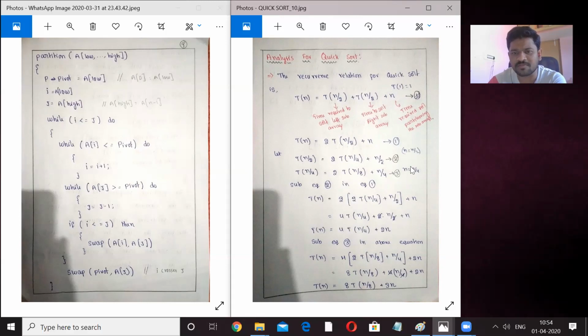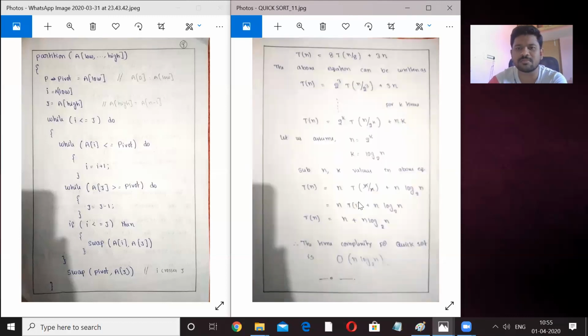Instead of T of n by 4, I'm going to substitute equation number 3. So it becomes 4 into 2 T of n by 8 plus n by 4, plus 2n. So 4 into 2 is 8, T of n by 8, plus 4 into n by 4, the 4 gets cancelled, n will be here, n plus 2n becomes 3n. So T of n is equal to 8 T of n by 8 plus 3n. This equation can be rewritten as 2 cube T of n by 2 cube plus 3n.